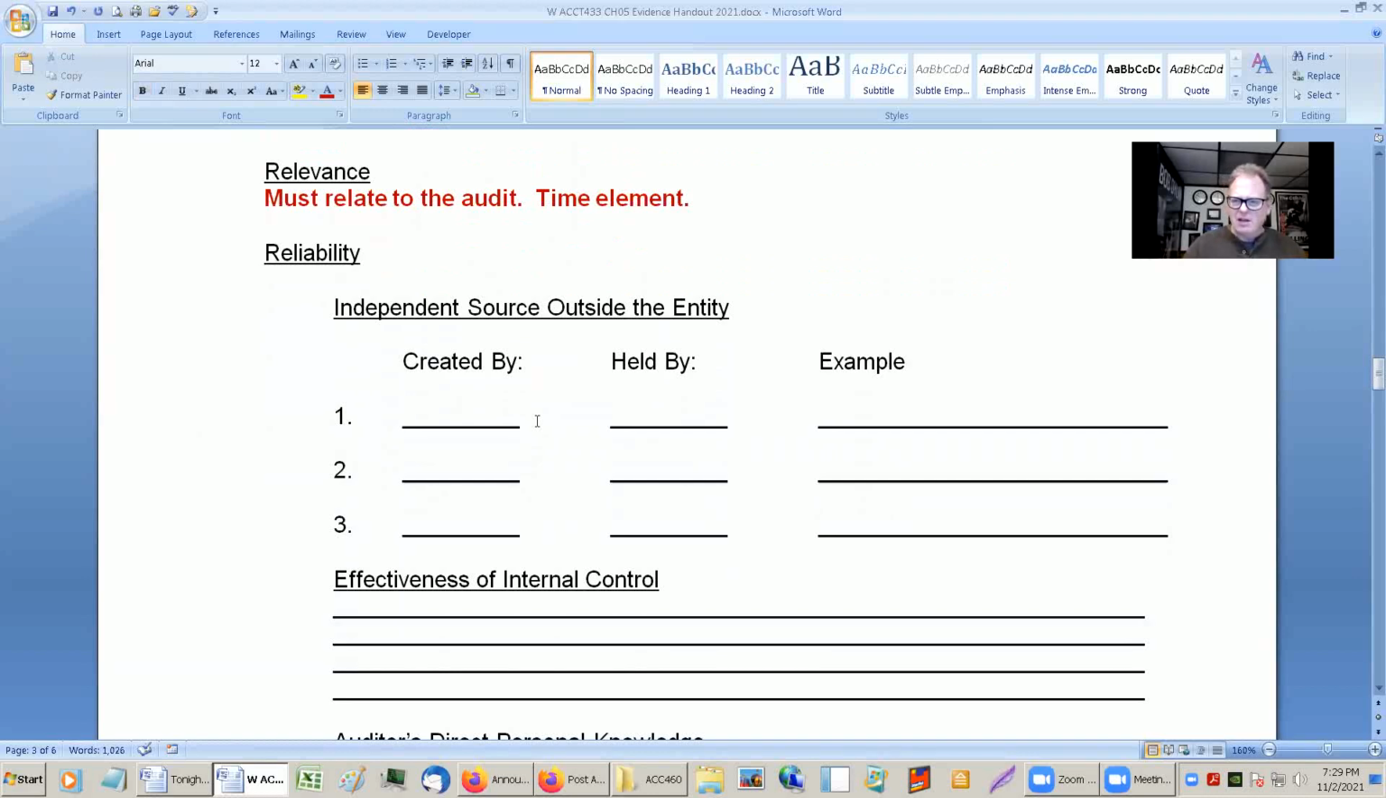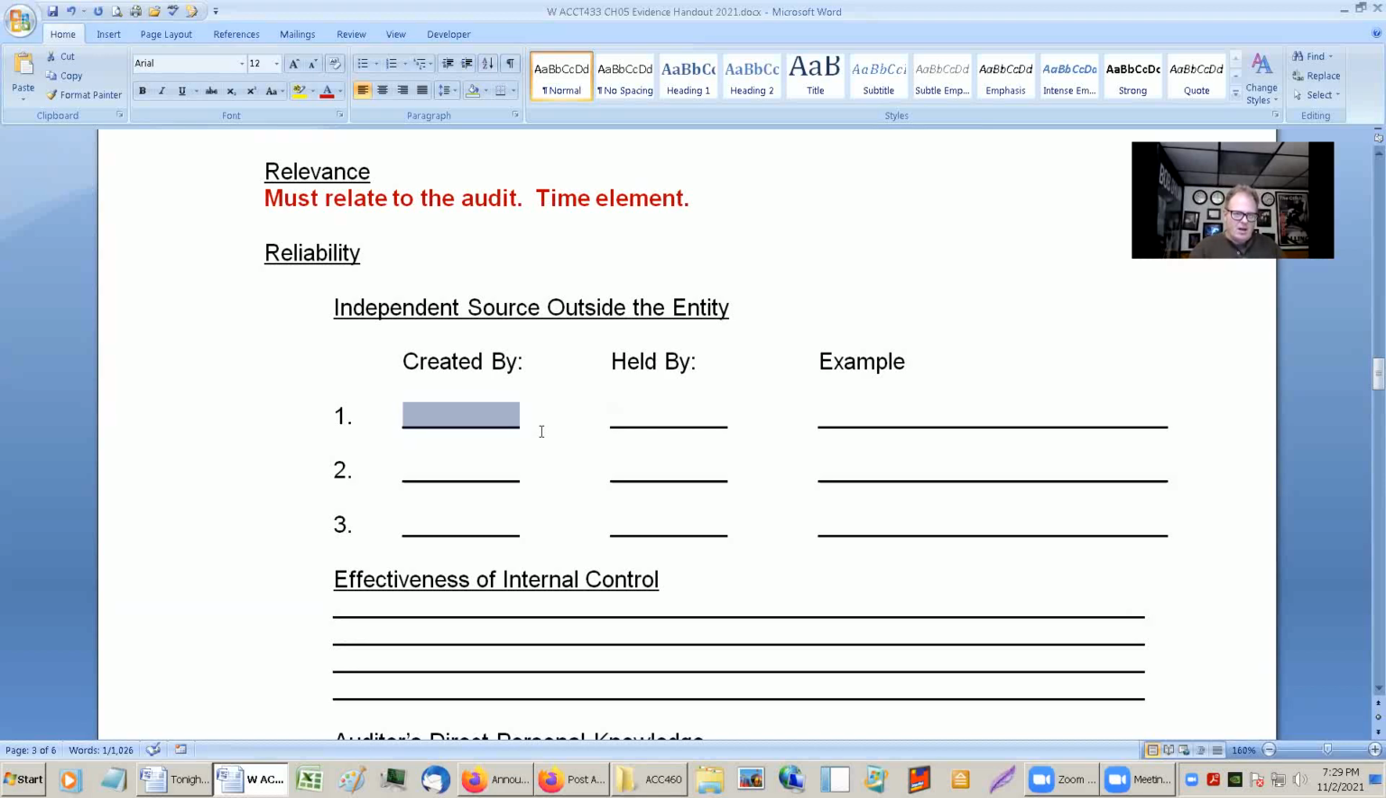Reliability of the evidence. I think we talked about this. Didn't we talk about this? Created by and held by? I think we did. No. No, I was teaching this class.